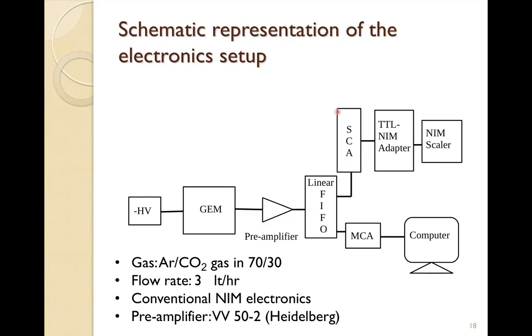One signal we put to an SCA, which we use as a discriminator, and then we put that signal to a NIM TTL adapter, and then finally we count this signal using a NIM scalar. Another analog signal we put to the MCA. MCA stands for multi-channel analyzer. SCA stands for single channel analyzer, and then we see the spectrum in the computer.